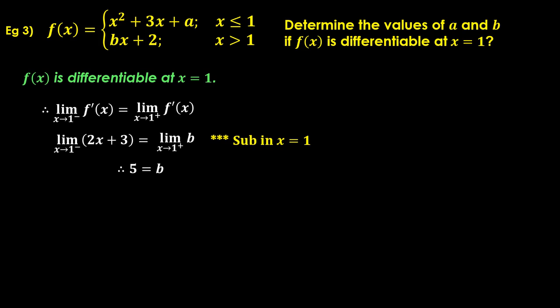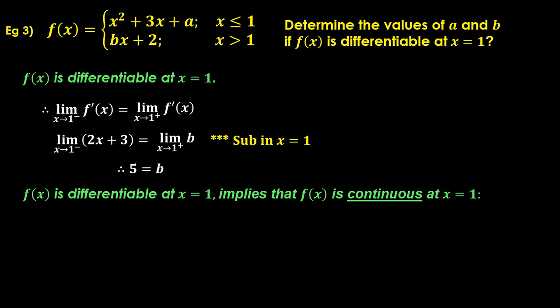How can we calculate the value of a? Well, remember, a function is only differentiable if it is continuous. So because it was stated in the question that f of x is differentiable, we can also assume, or it implies, that f of x is continuous at x is equal to 1. So if a function is continuous, the limit as we approach 1 from the negative side of f of x will be the same as the limit as we approach 1 from the positive side of f of x.